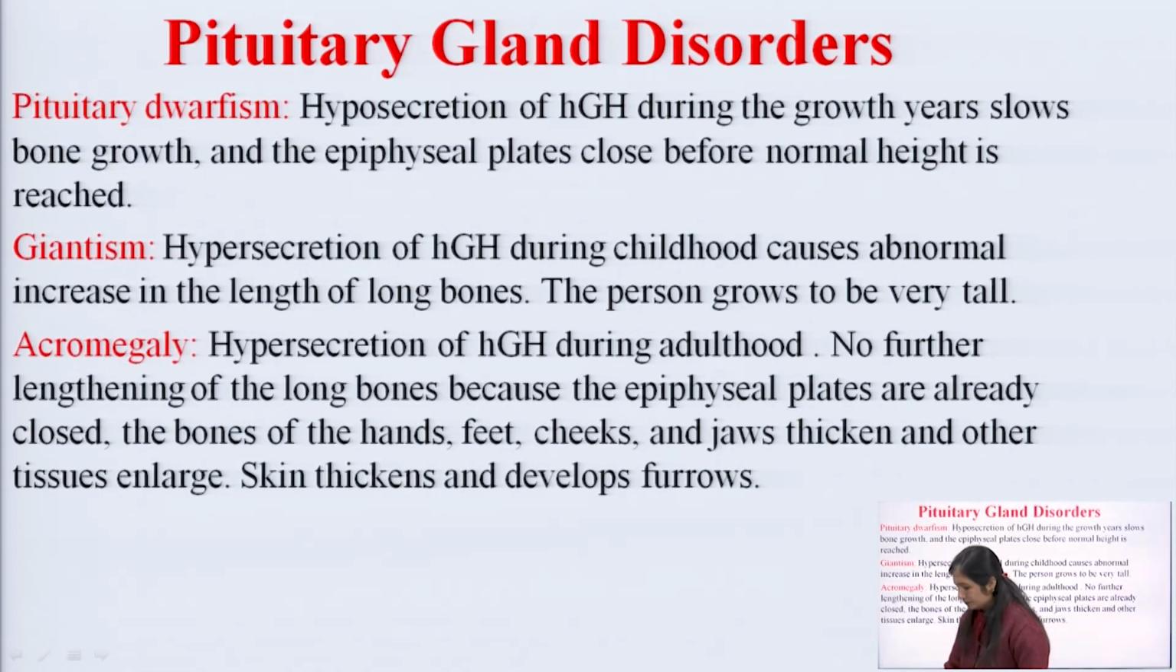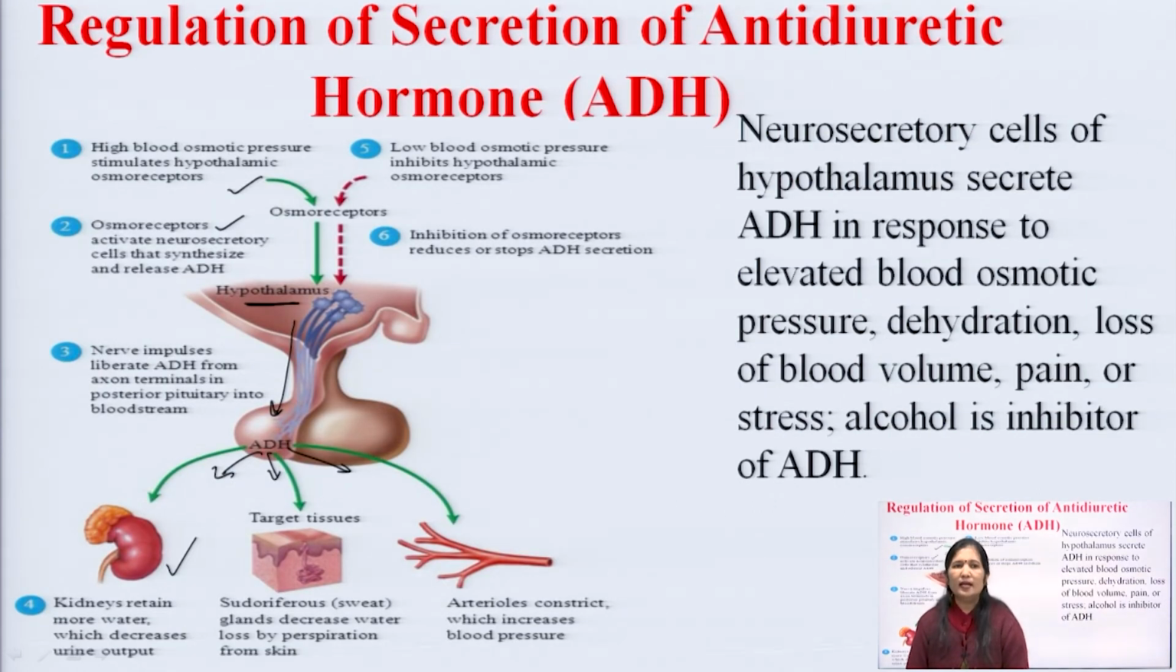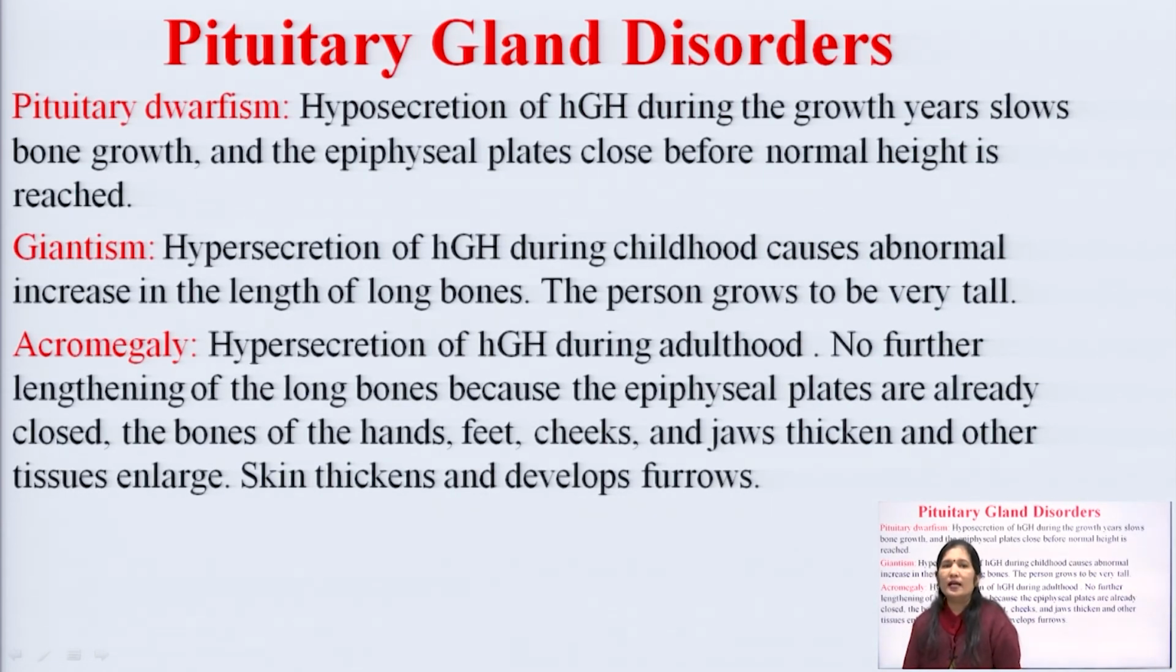Sweat glands will secrete less sweat, they will cause less sweating. Constriction of arterioles will result in the vasopressin effect. So, these are the actions of antidiuretic hormone. The opposite will occur when there is low blood osmotic pressure, so there will be inhibition of the release of antidiuretic hormone.